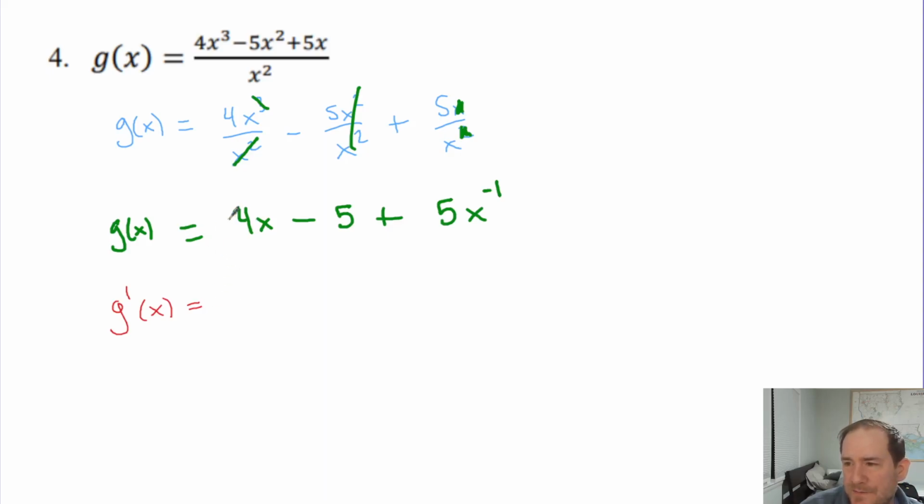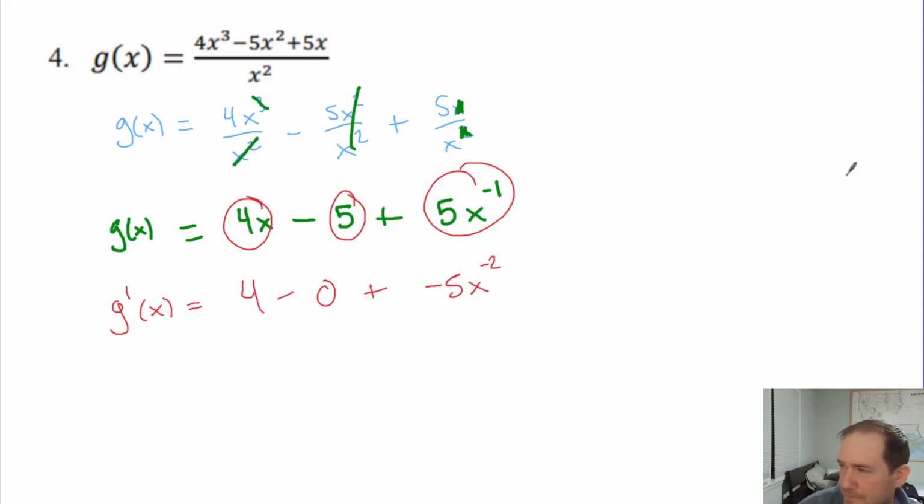So speaking of, now that we're in this form, we're just going to do the derivative of that guy, do the derivative of that guy, do the derivative of that guy, and it's pretty simple. So the derivative here is 4, the derivative here is 0, and the derivative here is negative 5x to the negative 2. That's it. That's my derivative. Just cleaned it up now. So this 4 is a 4 for a minute.